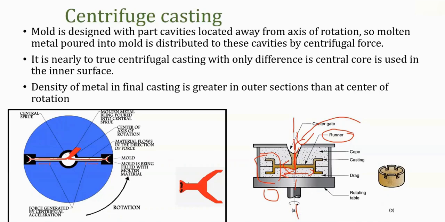Very near to this center of rotation, we will get less dense material, and the high dense material will be formed at the end of the part. So this is the schematic, and this is the part which was obtained from the centrifuge casting. You can see these black dots, no? That is less dense material, right? So this is high density material. After completing the casting, we can easily remove this by some machining operation. Okay, so this is how centrifuge casting is produced.